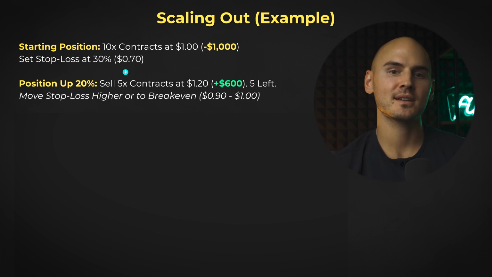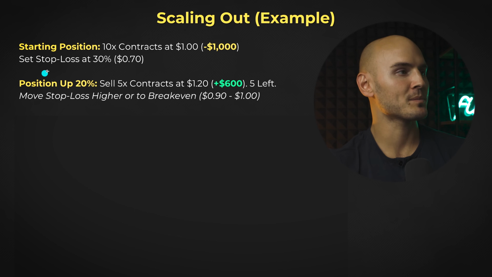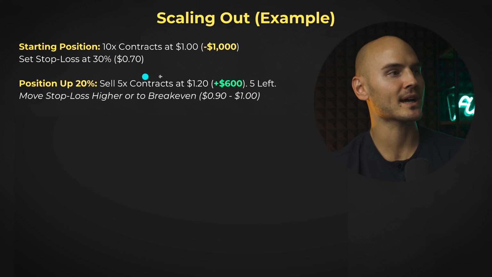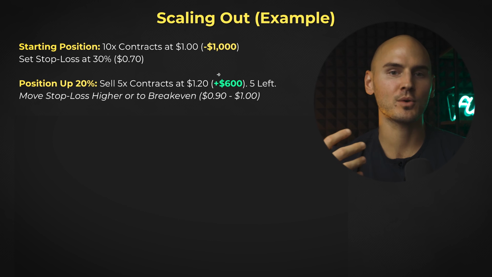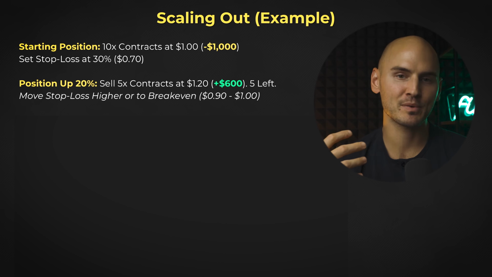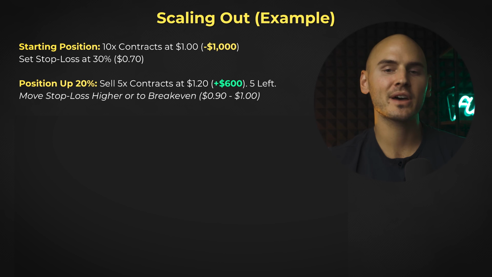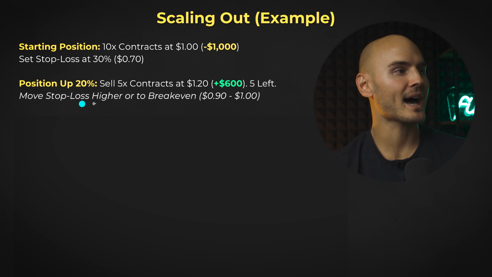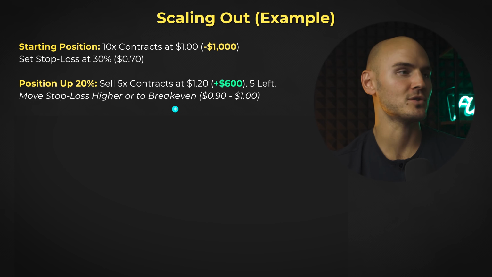Let's say we were correct in our entry point and the position is starting to move in our favor. Let's say we go up 20%. At this point, we could do something like sell half of our contracts or 5 of the contracts at $1.20, therefore collecting $600 back into our account. So we're essentially removing 60% of our initial risk, and we still have 5 contracts left. After we make this first scale out, we could move our stop loss higher or to break even. So for instance, from 70 cents, we could move our break even up to 90 cents or $1. And this would reduce the risk on our position significantly.